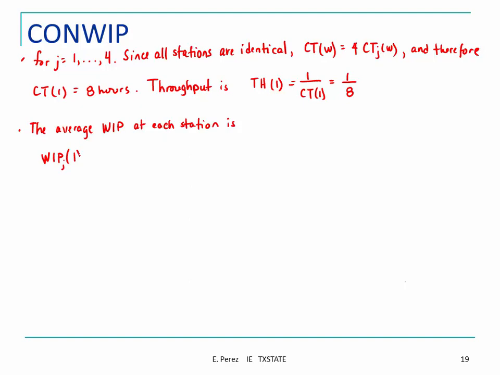WIPJ of 1, which is going to be equal to the throughput of 1 times the cycle time J of 1, and that's going to be equal to 1/8 times 2, which is going to be equal to 1/4. Okay, so that's assuming that we have a constant WIP level of 1 through our manufacturing line. So now we are going to repeat the process for a constant WIP of 2.